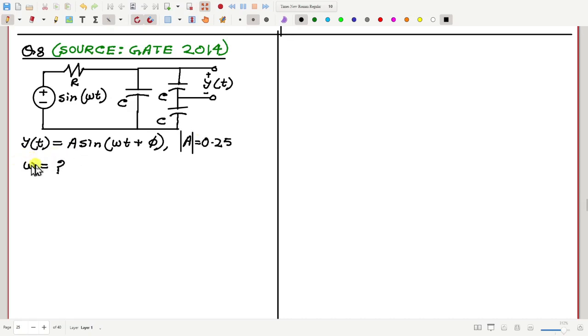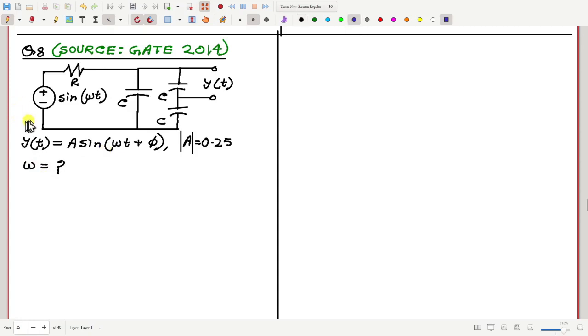It is given that y(t) is of the form A sin(omega t plus phi), and the magnitude of A is 0.25. So this plus minus doesn't matter because the mod of A is given. Now we have to find the value of omega. How do we do this? We will use phasor representation.